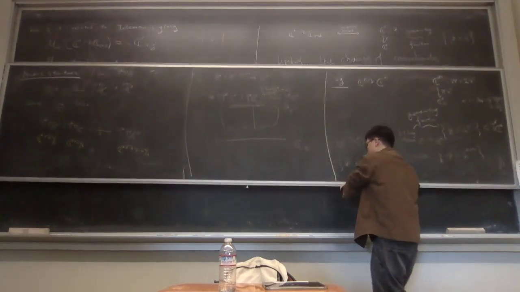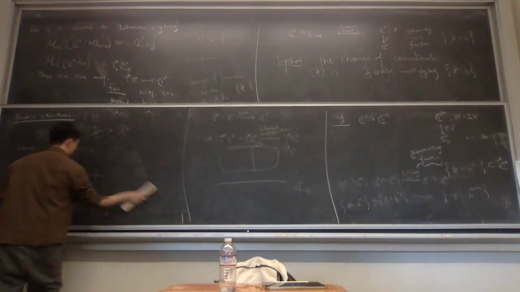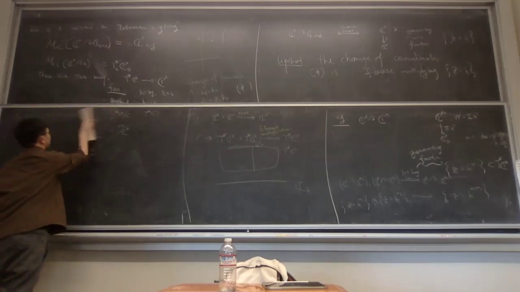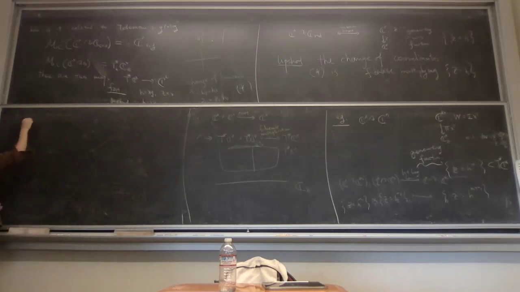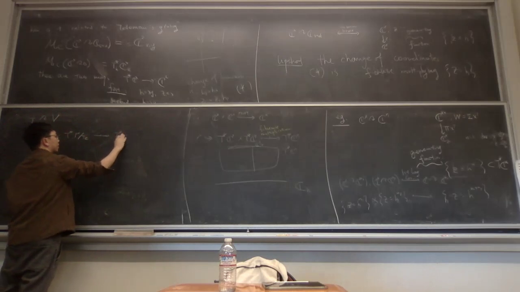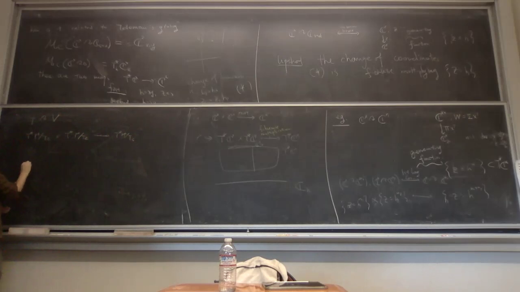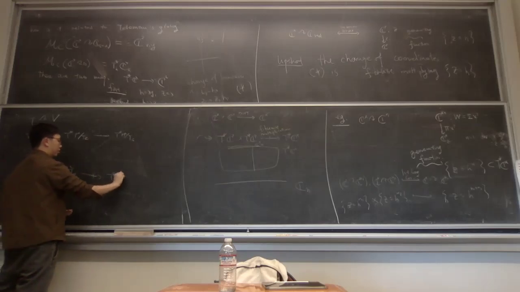Maybe I should end by telling you the general statement. In general, you have T acting on V, and then you have the T star C, you have the full Lagrangian correspondence, C on T star C, form function by T star C. And then you have the 3D mirror Lagrangian correspondence.